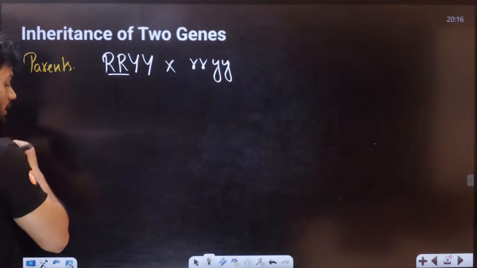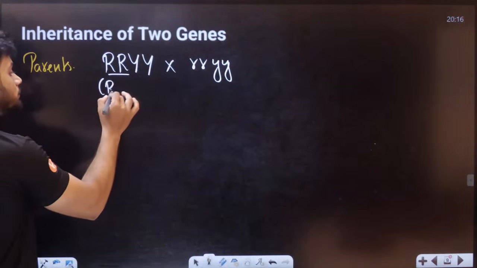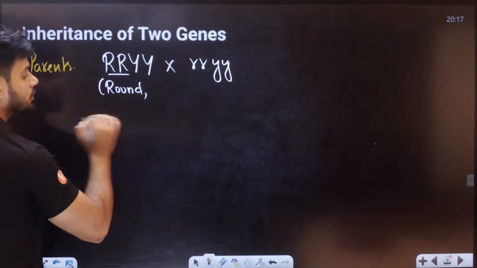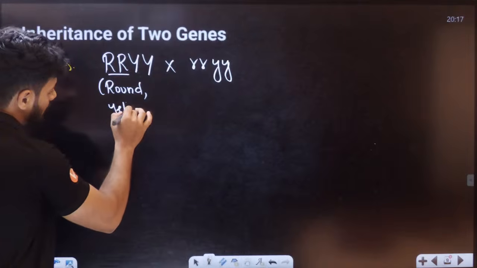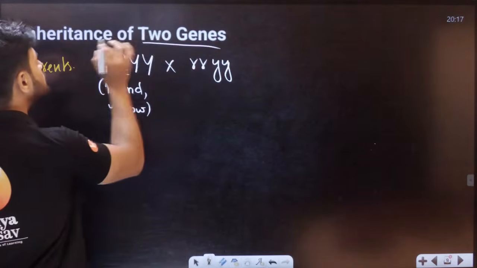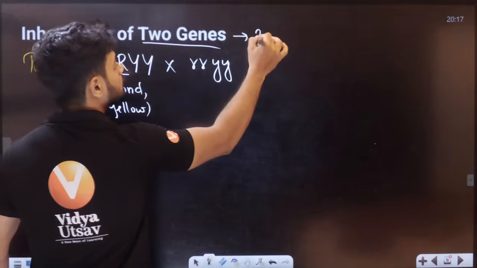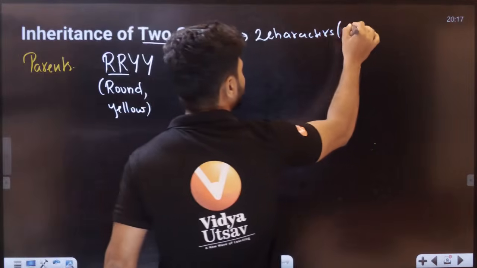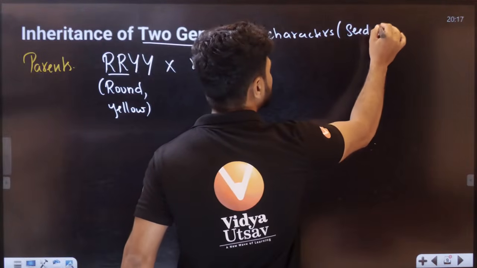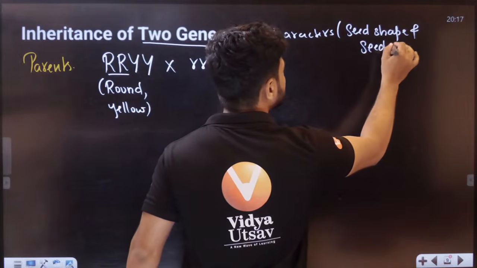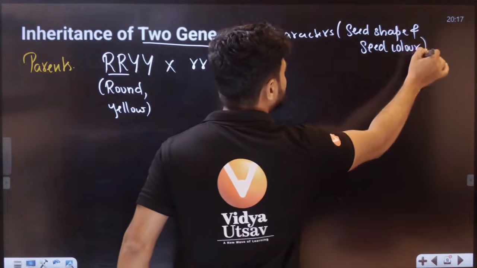This R is going to be round, that is seed shape, and this Y is going to be yellow, that is seed color. So here in the inheritance of two genes, we take two characters: seed shape as well as seed color. So we take two characters here. Clear, all of you?